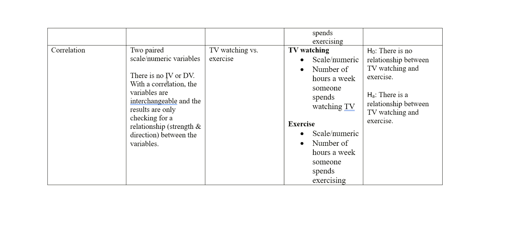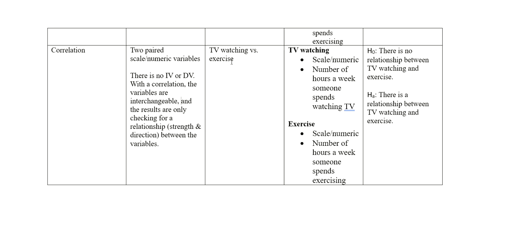There is no independent or dependent variable. With a correlation, the variables are interchangeable, and the results are only checking for a relationship. So the strength and direction between the variables. So it doesn't matter what order you use, it's the same thing.